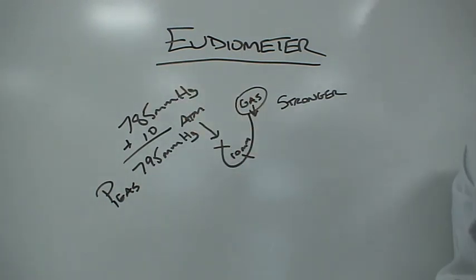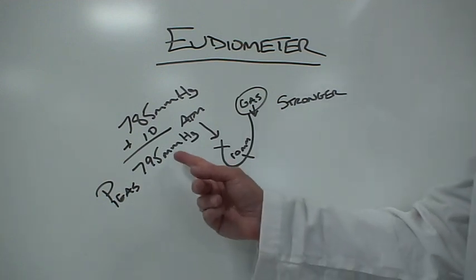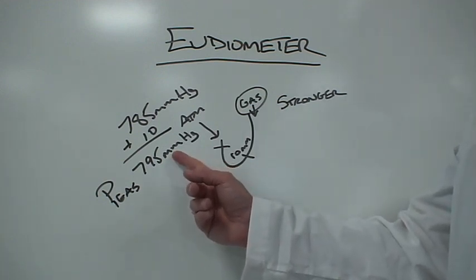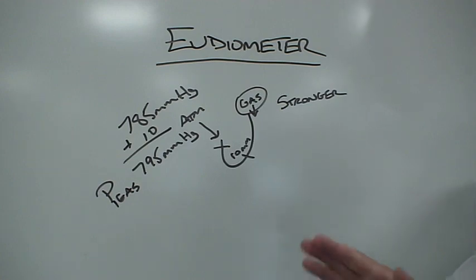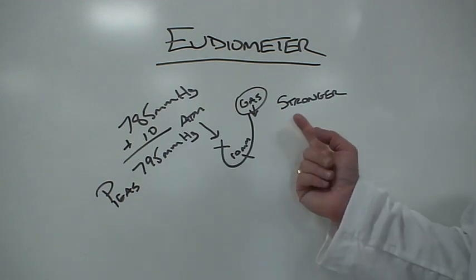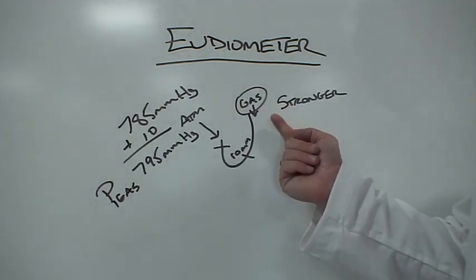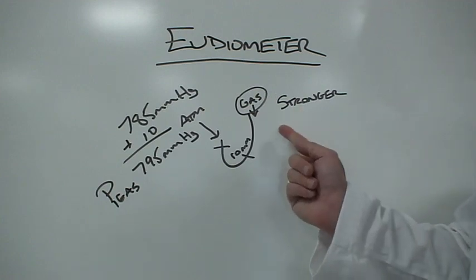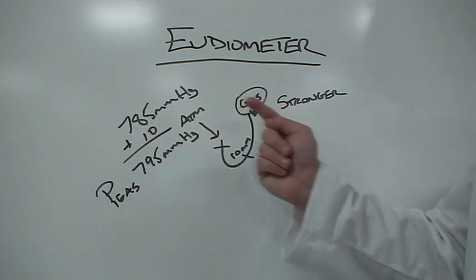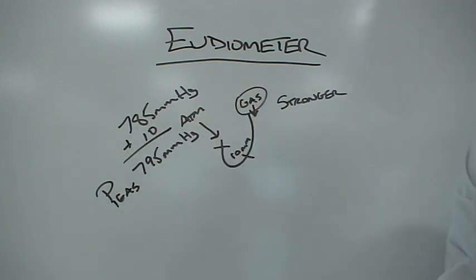Okay, so that's how you use a eudiometer. I also went through a little bit of converting millimeters of mercury into kilopascals should you need. But from there, use your diagram and determine, is the gas weaker or is the gas stronger than the atmosphere? If it's weaker, you subtract. If it's stronger, then you add. That should be good enough for figuring out the pressure of a gas using a eudiometer.